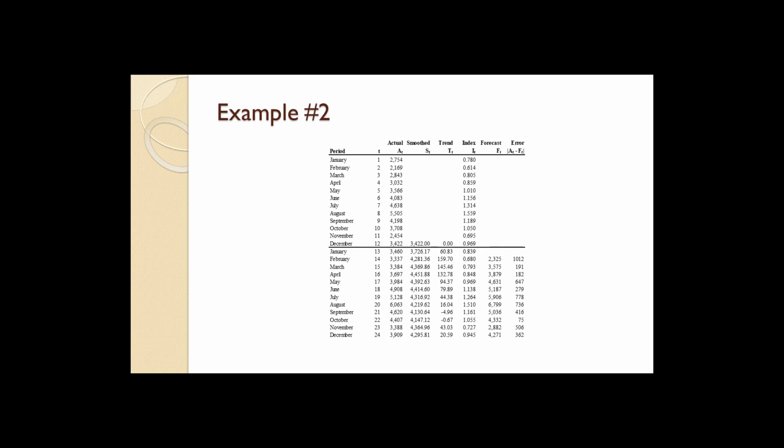We're finally ready to calculate the absolute value of the error terms. 2,325 minus 3,337 equals 1,012. And remember, we're ignoring the negative signs. 3,575 minus 3,384 equals 191. 3,879 minus 3,697 equals 182. 4,631 minus 3,984 equals 647. The rest of the values are computed the same way. Pause the video and check your work so far. If you made a mistake, please rework the problem before continuing.